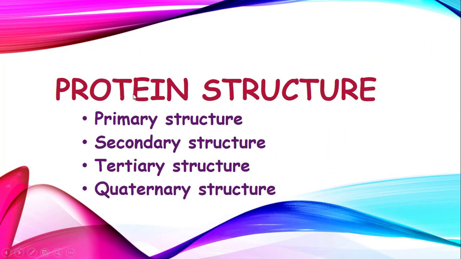Now proteins are molecules made up of amino acids. On the basis of structure, there are four different types of proteins: primary structure, secondary structure, tertiary structure, and quaternary structure.